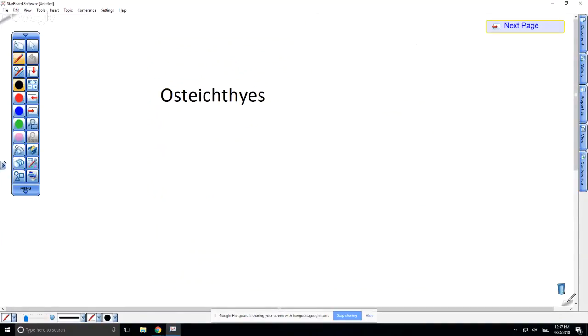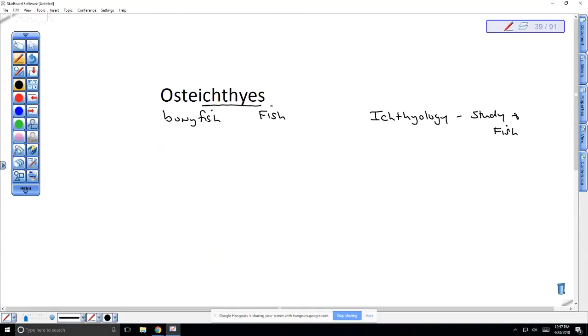Okay, so the next group is the osteichthyes. And if you look at that first part of the word, think about osteoarthritis, right? Osteo means bone. And so these are the bony fish. So ichthys means fish. So somebody that studies fish, or if you were going to go on and take an upper division class just on fish, it is called ichthyology. So this is the study of fish. Right, so you could be a professional ichthyologist.